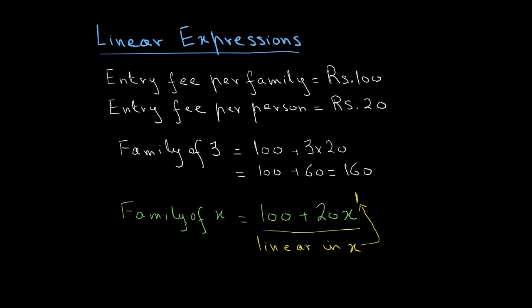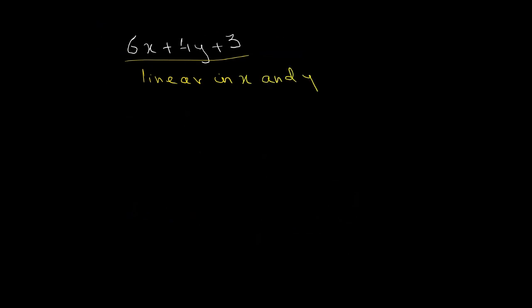Now, in general, if we have an expression like 6x plus 4y plus 3, we will call this expression linear in x and y. So in both the variables, it's linear. It's linear in two variables. Now, if you have an expression like x squared plus 3, this is not linear because x has a power of 2, and this would not be considered a linear expression.